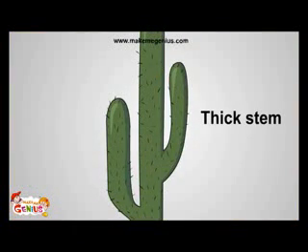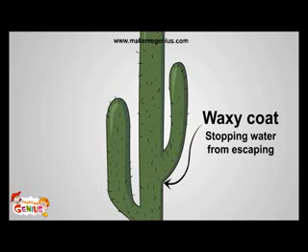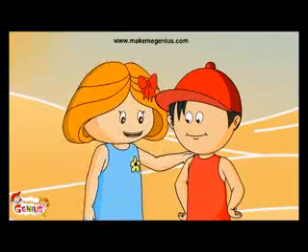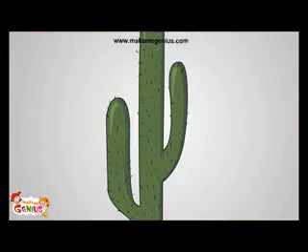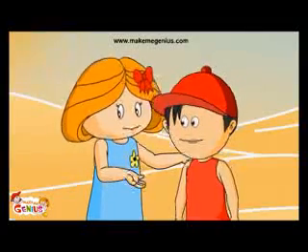Cactus's stem is also very thick. How does that help? A thick stem is useful in storing water. And also look carefully. Cactus has a waxy coating. Yes, I know. Waxy coating stops water from escaping. You are right. Plants in hot and sunny areas like deserts have a waxy coating to reduce water loss. And also, let's look at the root system of this plant. It has very long roots to collect water from a large area. Now we have understood plants of dry areas.